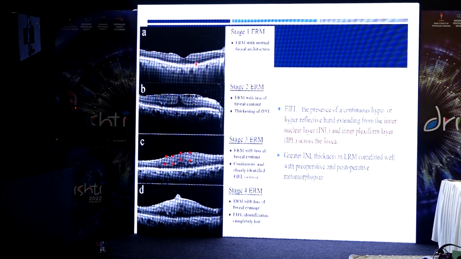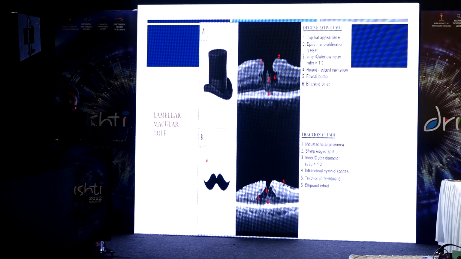So in this, you can clearly see the inner nuclear layer and the inner plexiform layer, they do not cross over the fovea. But in stage 3, IFL or the ectopic inner foveal layers, this inner nuclear layer and the inner plexiform layer continuously grows across the fovea. Why is this important? Because the development of IFL was accompanied by a significant drop in visual acuity.